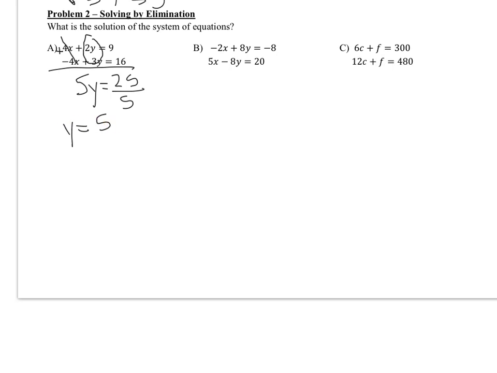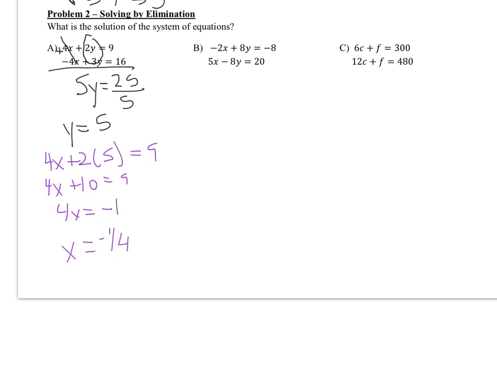I can plug 5 into my first equation, or I can plug 5 into my second equation. I'm going to do my first equation just because the x is positive. So I can have 4x plus 2, and then plug in 5 is equal to 9. So I have 4x plus 10 equal to 9. Subtract the 10. I get negative 1. And then x is equal to negative 1/4.